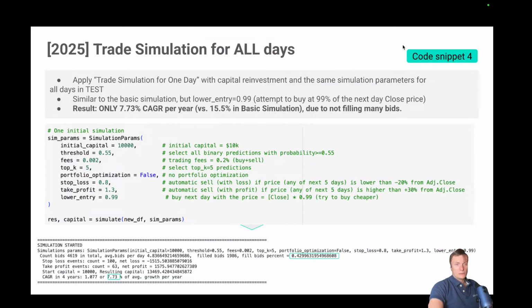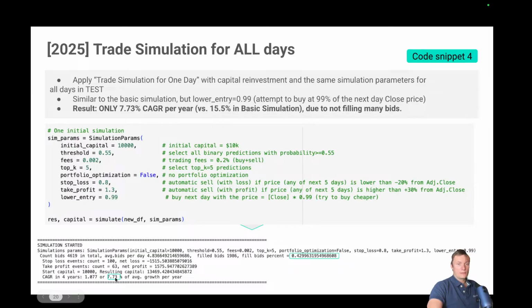So we could do the simulation for all days with this function. And now the parameters were like random forest model, threshold 0.55, which is 55%, initial capital 10K, fees 0.2%, top K maximum 5 trades per day, stop loss minus 20% or 0.8. Take profit is 1.3, so we sell immediately if a stock grows more than 30%, and lower entry is 0.99. After simulation, the return was 7.7%.